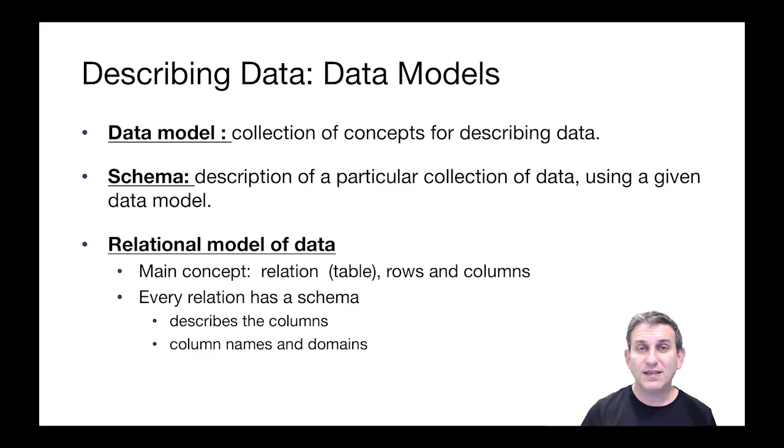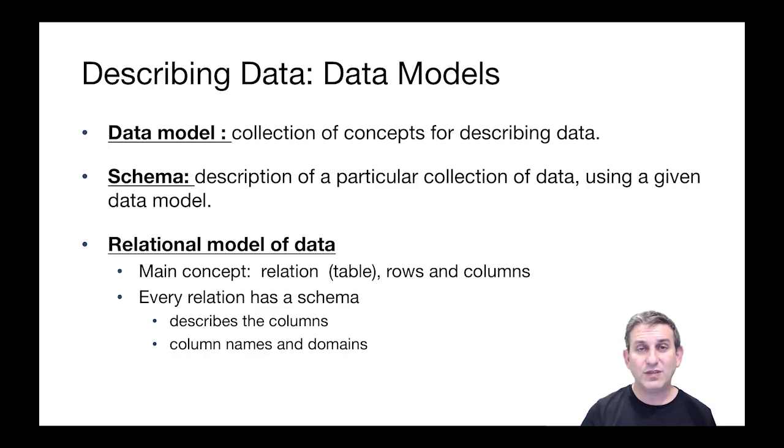Before we get into the details, it's just some general concepts of describing data. In general, in order to be able to describe data at all, we need some sort of data model, which is a collection of concepts for describing data. Data models have schemas, which are descriptions of some particular collection of data expressed in that given data model. So given a data model, you can get a schema for your particular collection of data.